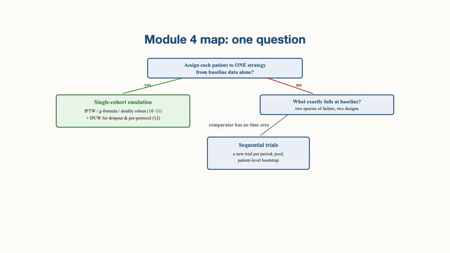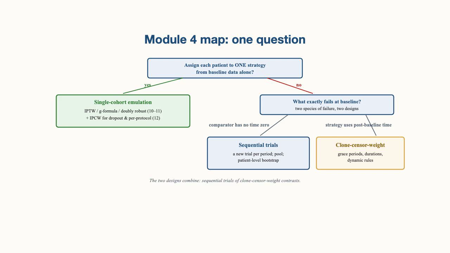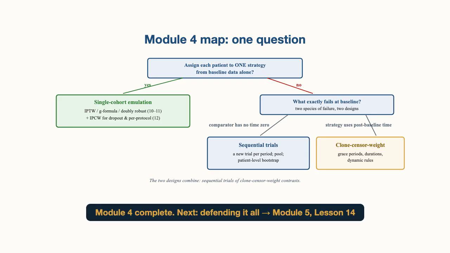And the 2 designs combine. Many real papers run sequential trials of clone-sensor-weight contrasts. Module 4 is complete. You can now estimate. Module 5 asks the last question. How do you defend all of this when exchangeability is, after everything, still an assumption?